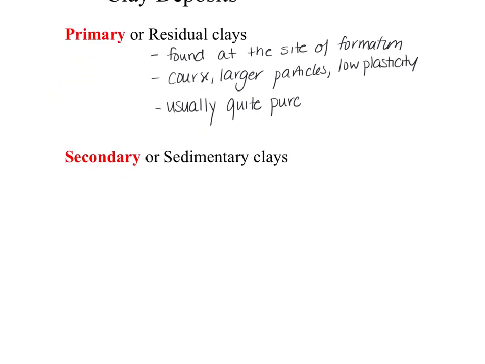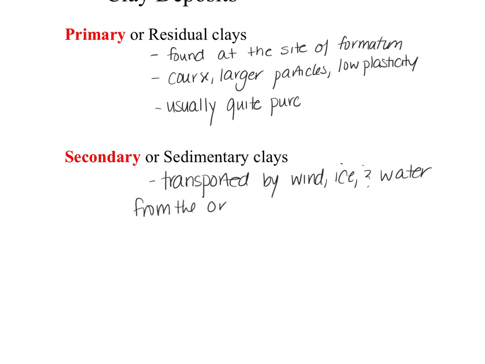And then we can have that secondary clay, which is also known as sedimentary clays. And these are the ones that are transported by wind, ice, and water from the original site. They generally tend to have very small particle size, which makes sense, right? As they're traveling along, they're going to break apart. And so you end up with a smaller particle size, right? And are usually not quite as pure, okay?